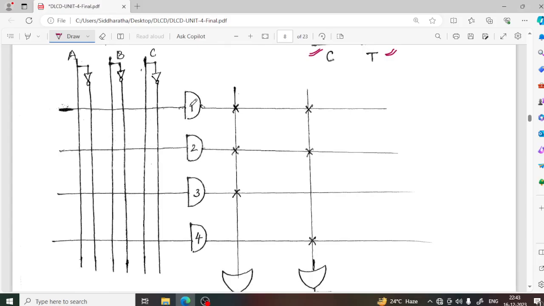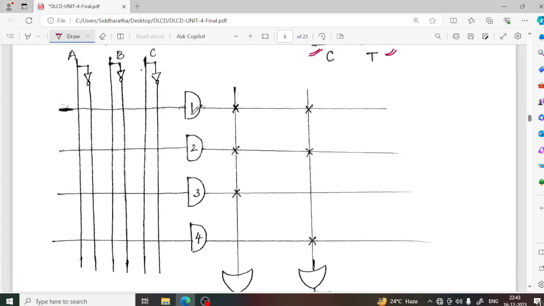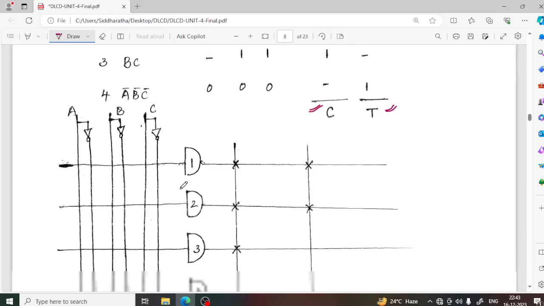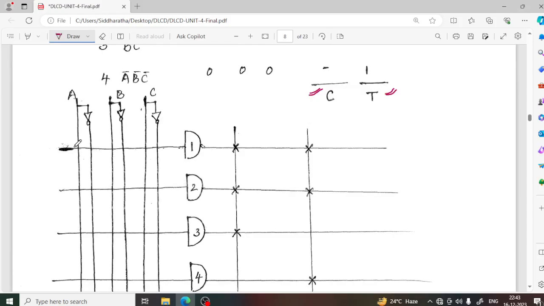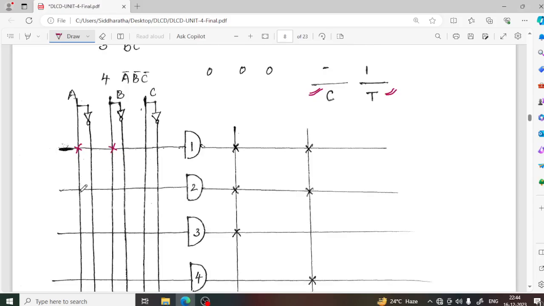So for the 4 products, what is the first product? Observe AB, right? Which fuses do you have to connect? A, then B, right? Then what is the second product? AC: A, C.